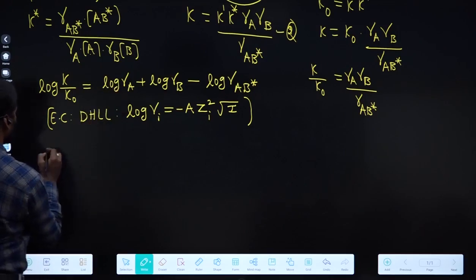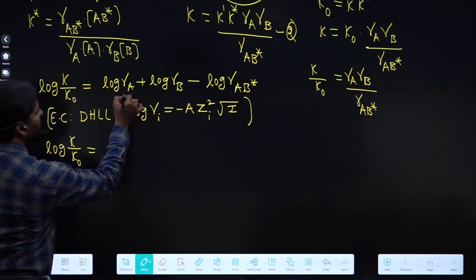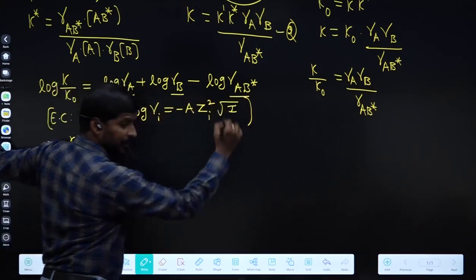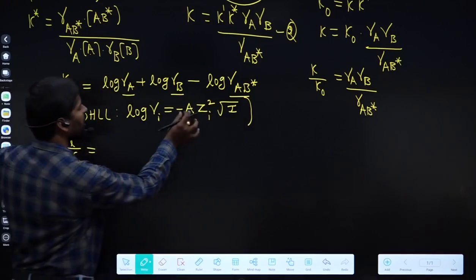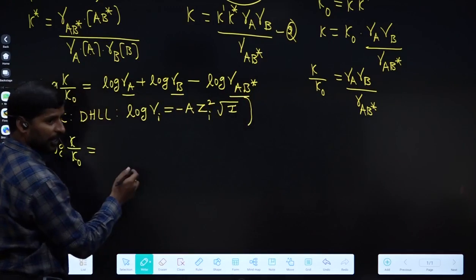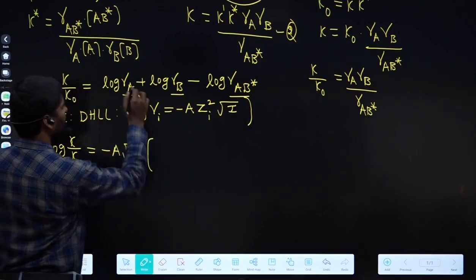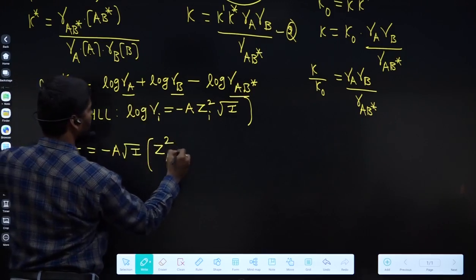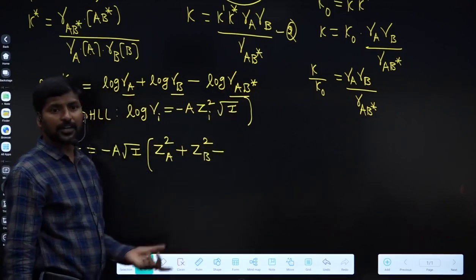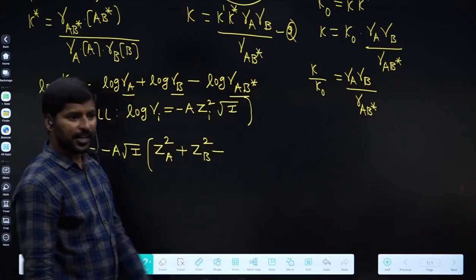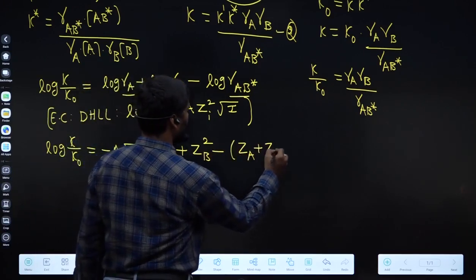Now if you apply this equation to A, B and the activated complex, in each case we will get minus A root I. So I am taking minus A root I common. Here we will get what? Za square plus Zb square minus the charge on the activated complex, which is Za plus Zb. So Za square plus Zb square minus Za plus Zb whole square.